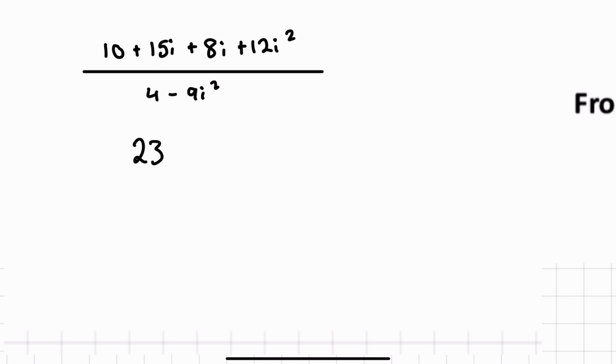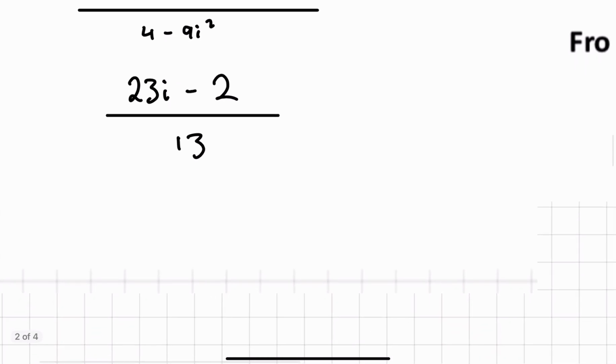So 23i, take away 2, all over 4. Well, minus 9 times minus 1 is positive 9. So 4 plus 9 is 13. And we want it in the form a plus bi. So we're left with minus 2 over 13 plus 23 over 13 i. And there's our answer there.